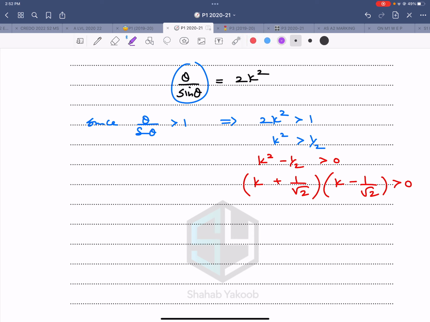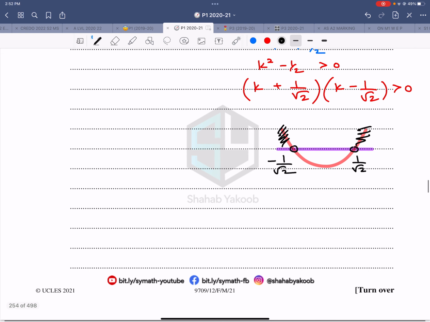After factorization, a small sketch. And what are the values? The values are 1 over root 2 and negative 1 over root 2. Agreed? Greater than 0 means separate regions. So therefore, k is greater than 1 over root 2 and k is less than minus 1 over root 2. But the question is not over yet.